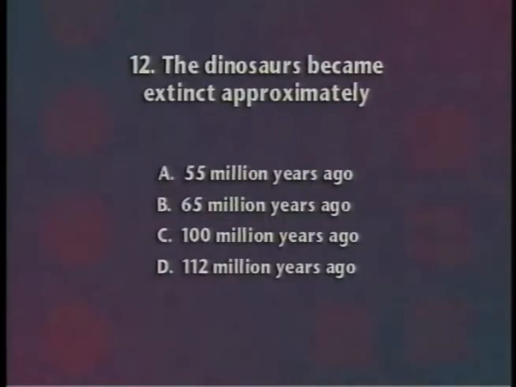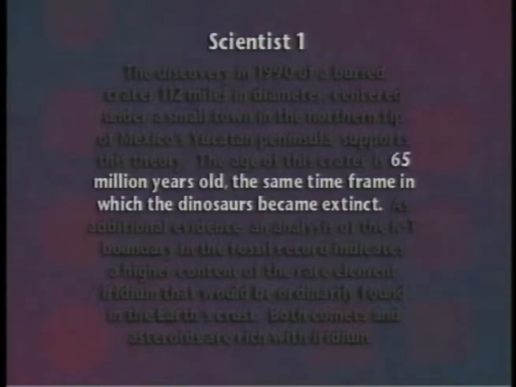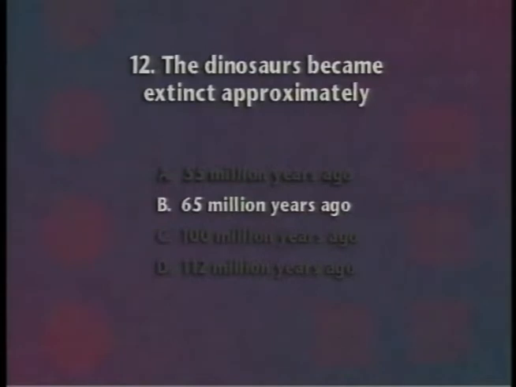The dinosaurs became extinct approximately... This is a direct information question, and the answer can be found either by looking at Scientist 1 or Scientist 2. Let's look at this sentence. The age of this crater is 65 million years old, the same time frame in which the dinosaurs became extinct. From this sentence, we can answer this question. The answer is B, 65 million years ago.